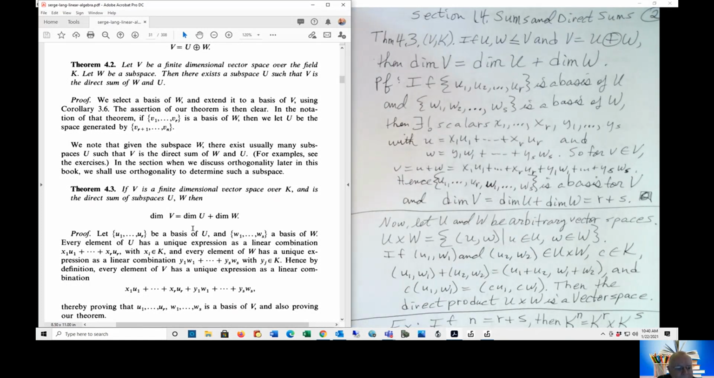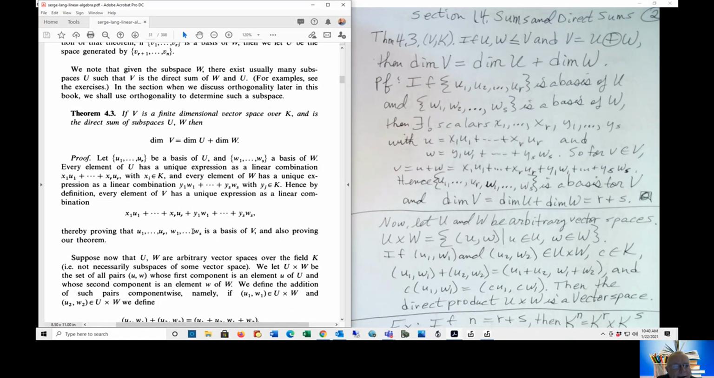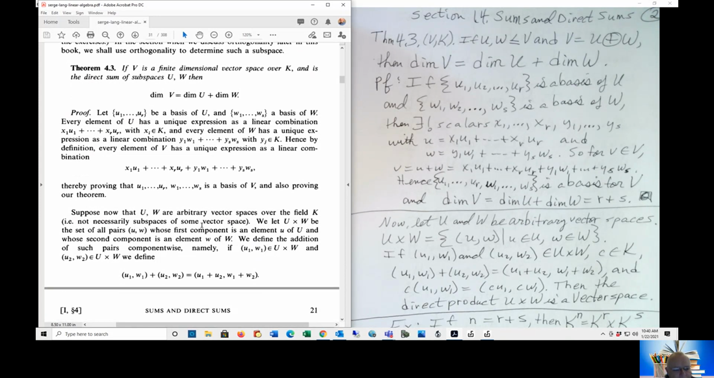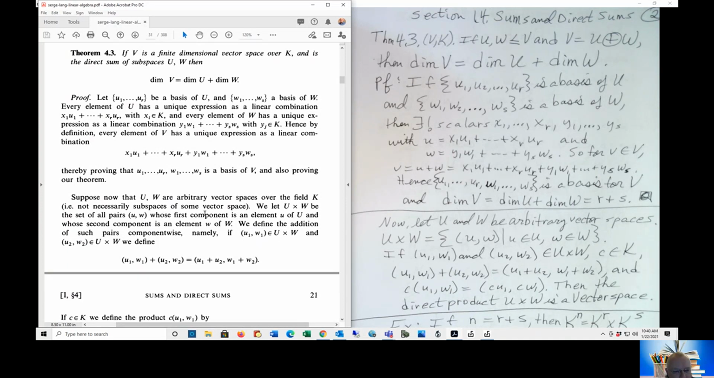Theorem 4.3 tells us that when we have V written as the direct sum of U and W, then the dimension of V is equal to the dimension of U plus the dimension of W. All right. Now, again, the proof is straightforward. Start by labeling a basis for U and also for W.